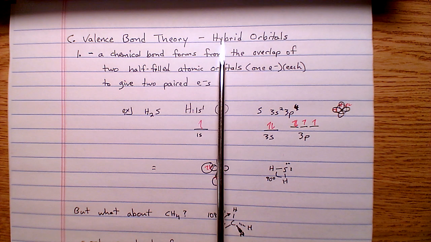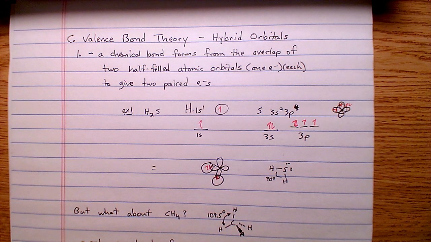We're going to have to create hybrid atomic orbitals. Let us explain what's going on here. Okay, first of all, a chemical bond forms from the overlap of two half-filled atomic orbitals, one electron in each, to give two paired electrons. For example, let's look at the molecule H2S.